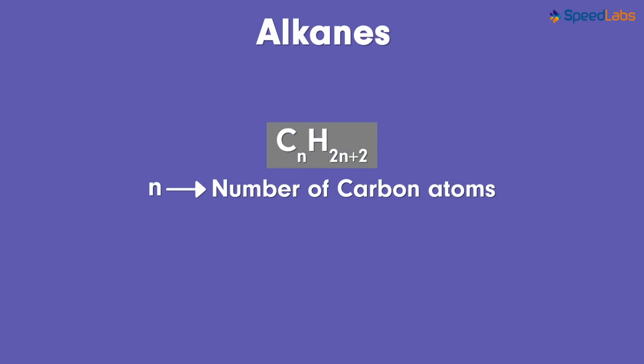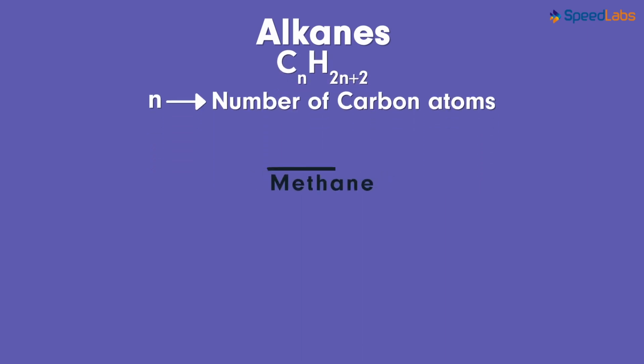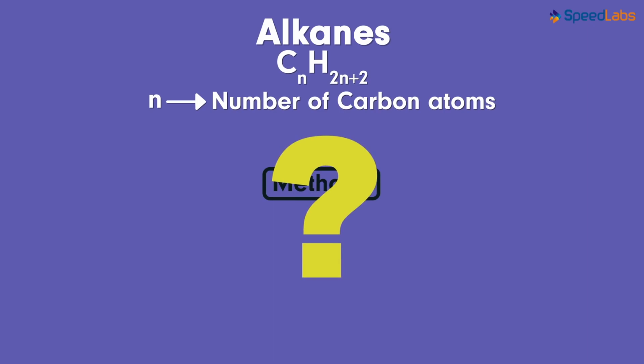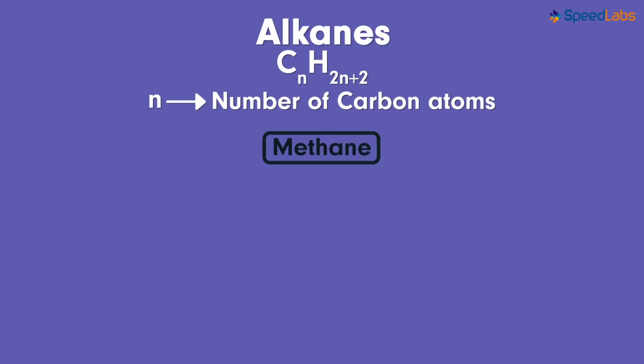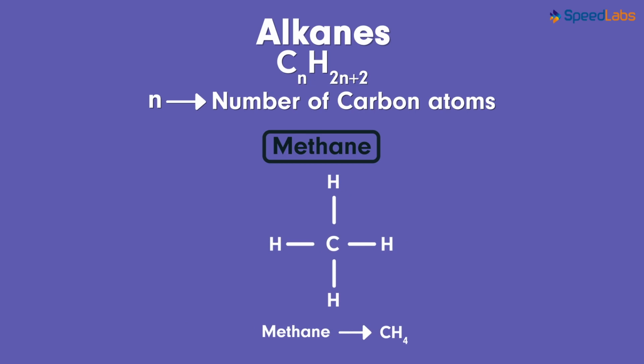So can we represent all the alkanes using this formula? Absolutely. Let's try it out. The simplest alkane that we know is methane. Can you tell me its molecular structure? Yes, it's somewhat like this. So here we have one carbon and 4 hydrogen atoms. Its formula is CH4. It's an alkane with 1 carbon atom.